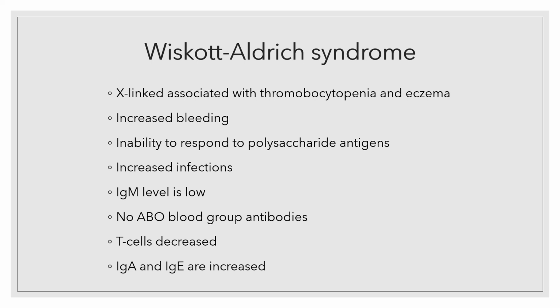Their IgM levels are low, even though their IgG levels are normal or even increased. They have no ABO blood group antibodies, and their T cells are decreased, and also IgA and IgE are increased. IgM is decreased. Most of the people that have Wiskott-Aldrich syndrome will develop autoimmune diseases and malignancies.